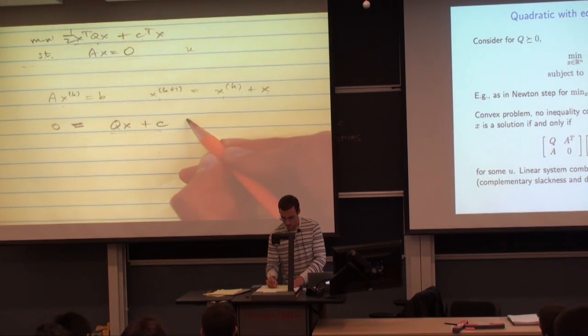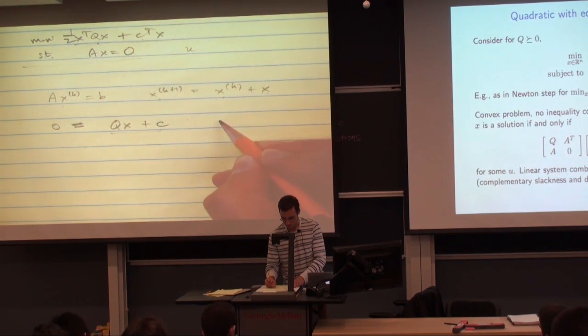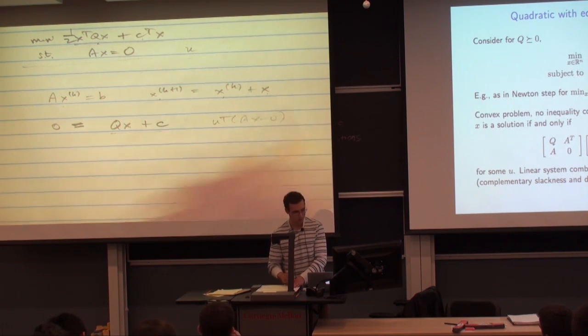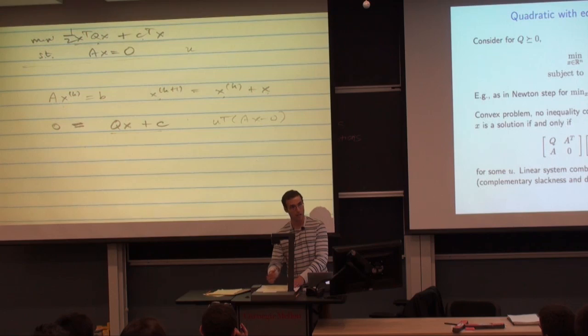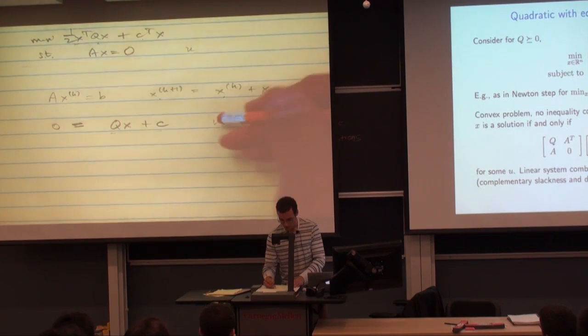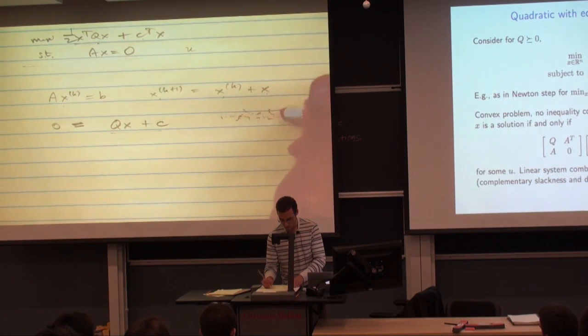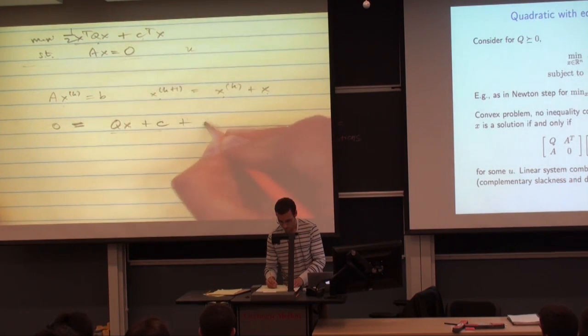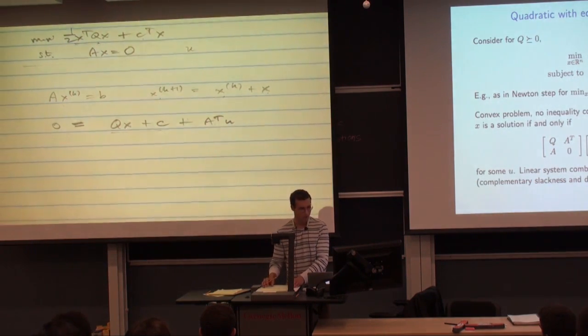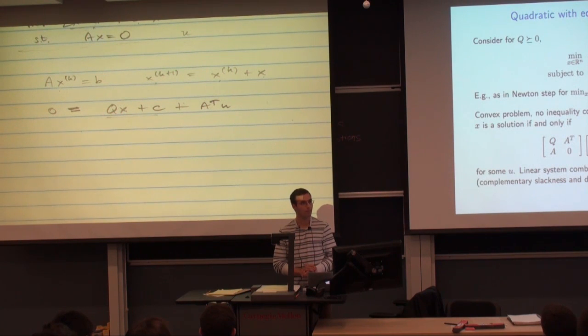And then the Lagrangian also had u transpose Ax minus 0. So when I take the gradient of that with respect to x as part of the stationarity condition, I get just A transpose u. So that's the stationarity condition. Okay, we're all clear on that?